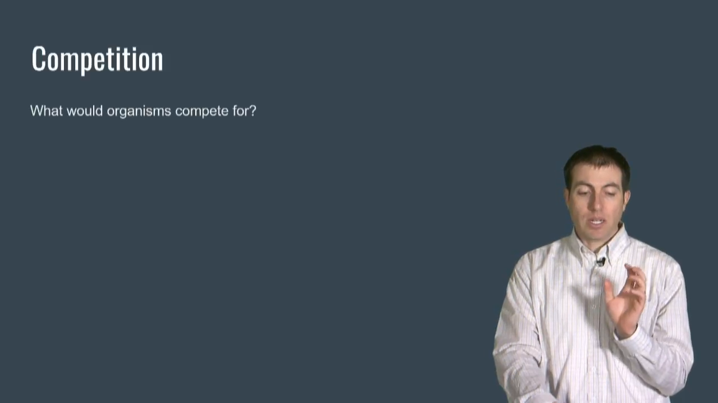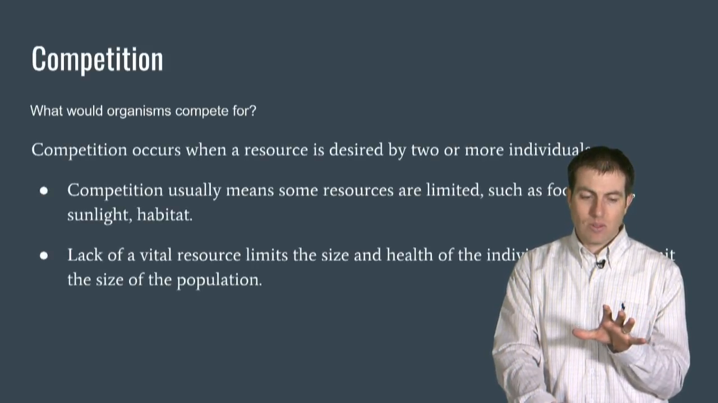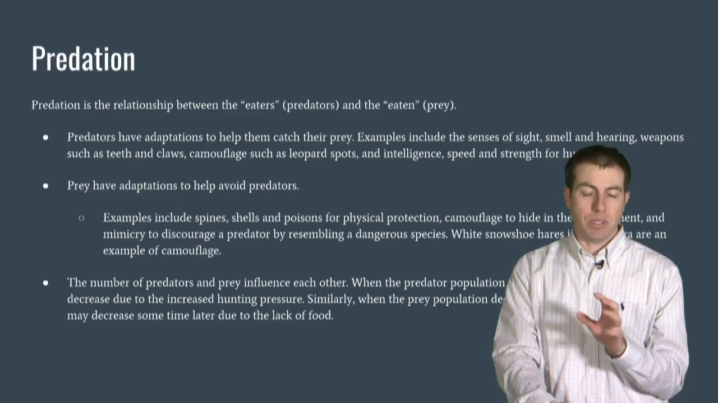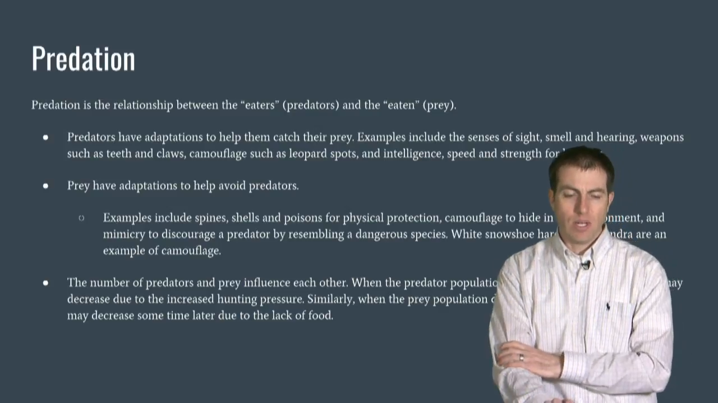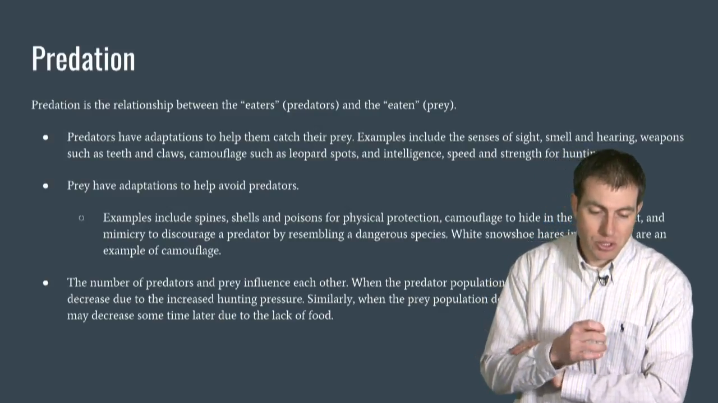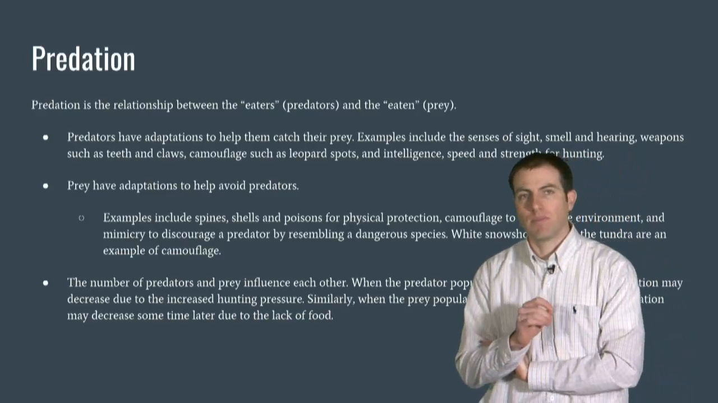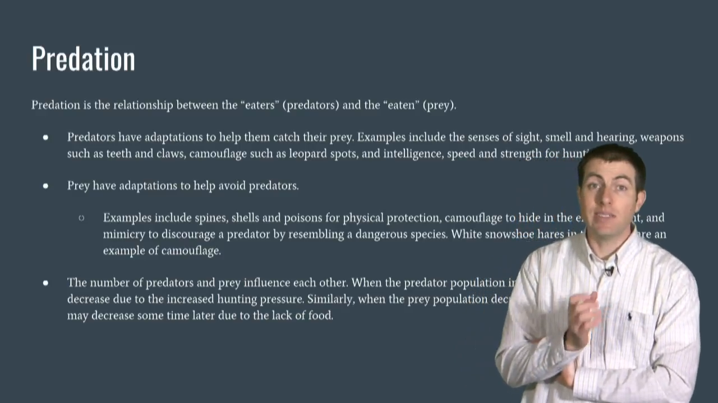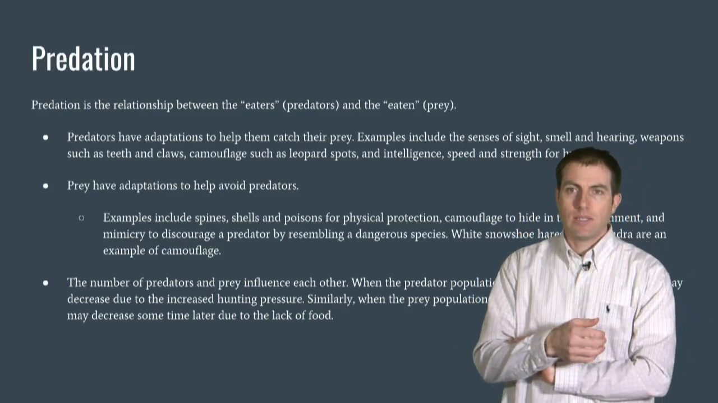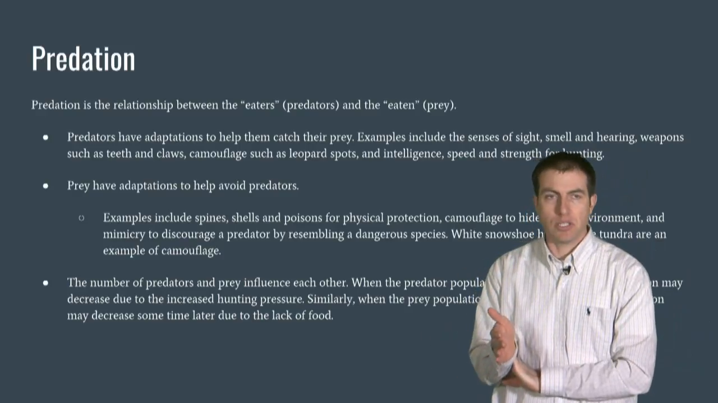Then we can talk about competition, and we can talk about predation as being a form of kind of competition. So predation is a relationship between the eaters, the predators, and the eaten, or the prey. So you have a predator-prey relationship.